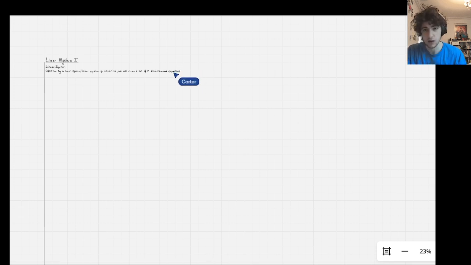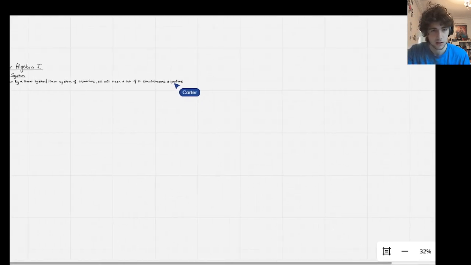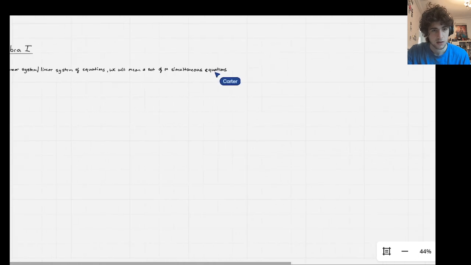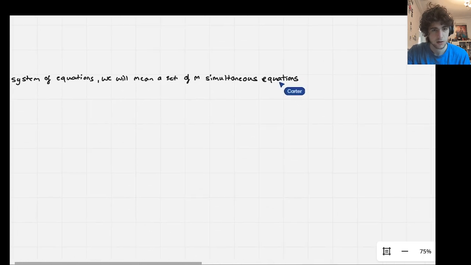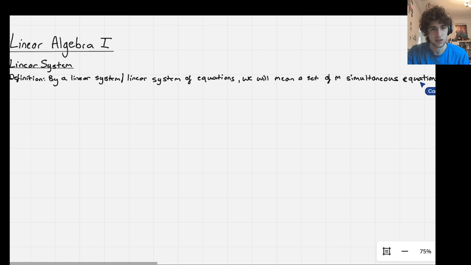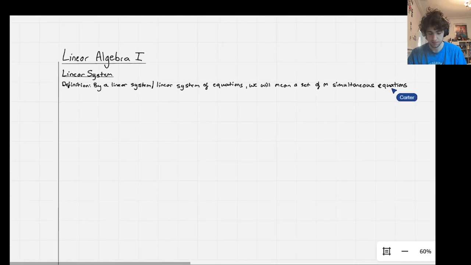Let me just see how this is working on my board. Actually, I should probably zoom in on that, shouldn't I? That's probably better. By linear system, we'll mean a set of m simultaneous equations in n real variables.